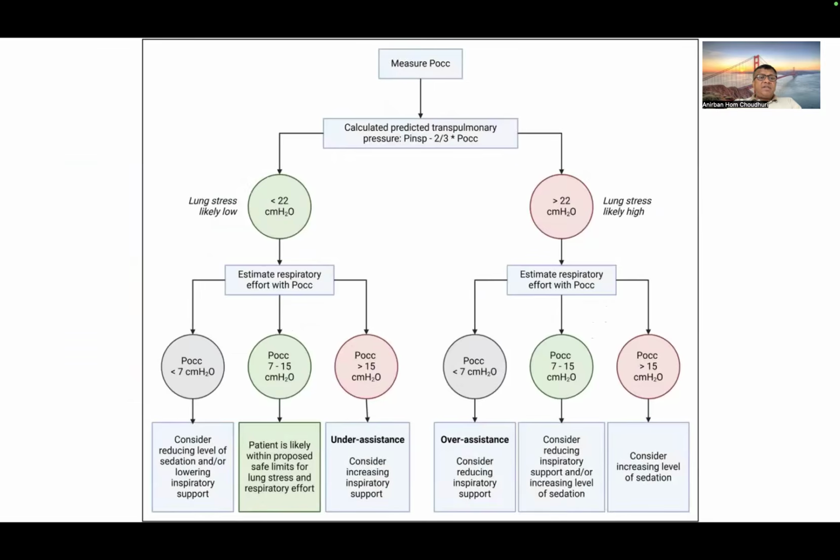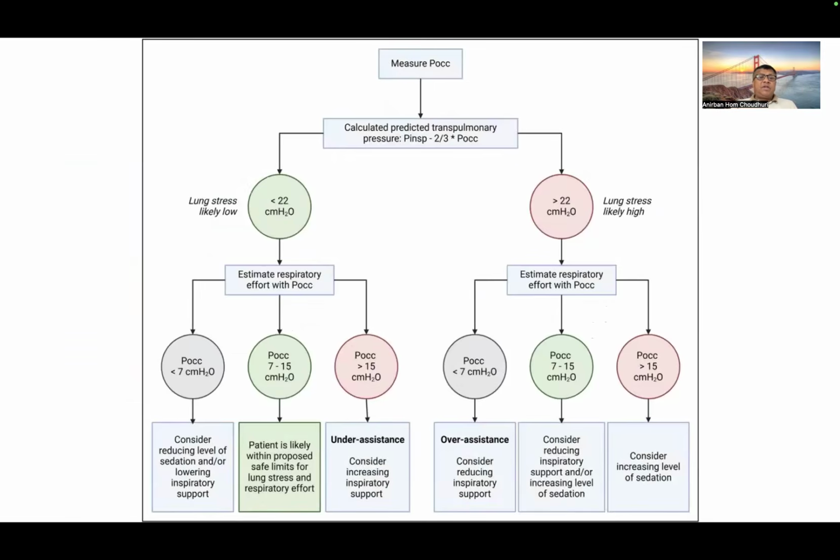So when lung stress is likely to be low, we estimate the respiratory effort with the occlusion pressure. If we see that the occlusion pressure due to respiratory effort is less than 7 centimeters of water, we consider reducing the level of sedation and/or lowering inspiratory support. If it is between 7 and 15 centimeters of water, the patient is likely within proposed safe limits for lung stress and respiratory effort.